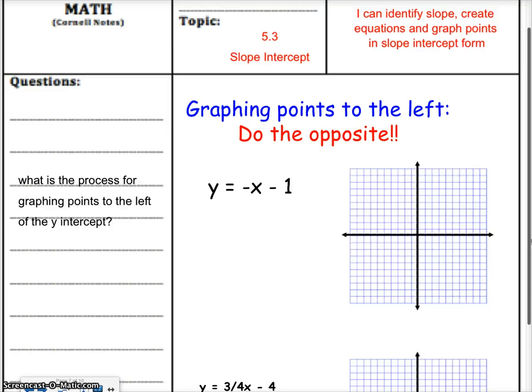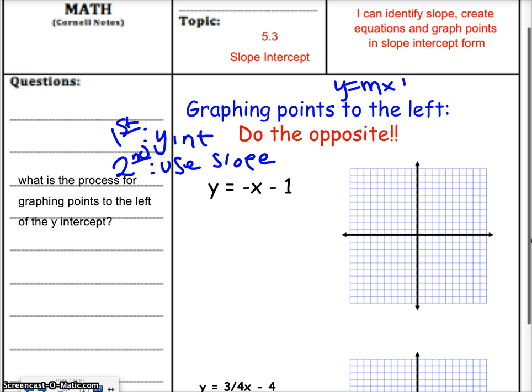So, again, the first thing you do is find the y-intercept. The second thing you do is use your slope for more points. And one more time, because I might just be assuming you know this by heart because I've done it so much, but you might just want to see. What's after x is the y-intercept. What's before x is the slope.